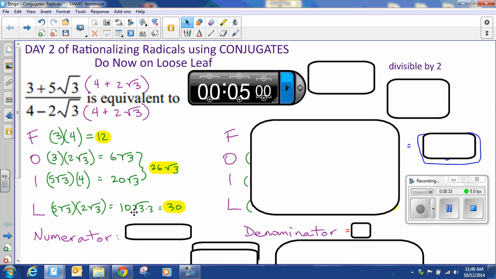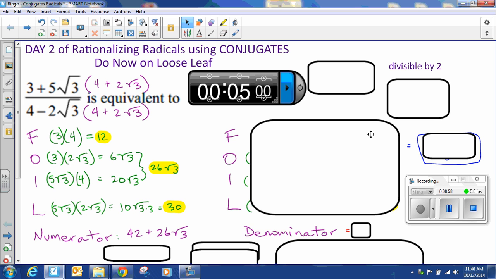And radical 3 times radical 3 is radical 3 times 3. Taking one of them out, we end up with 3 times 10 is 30. You can also think of this as radical 3 times 3 is radical 9, and 9 is a perfect square. Square root of 9 is 3. 3 times 10 is 30. So the numerator, after we combine like terms, is 42 plus 26 radical 3.